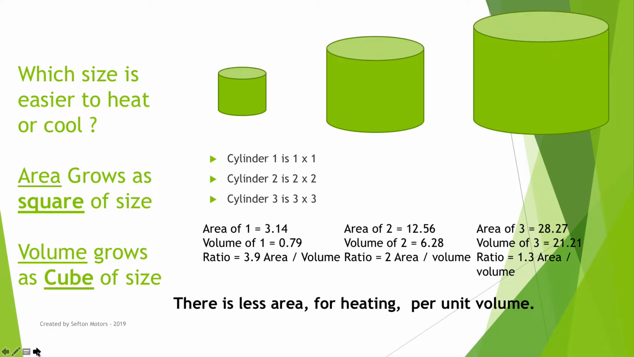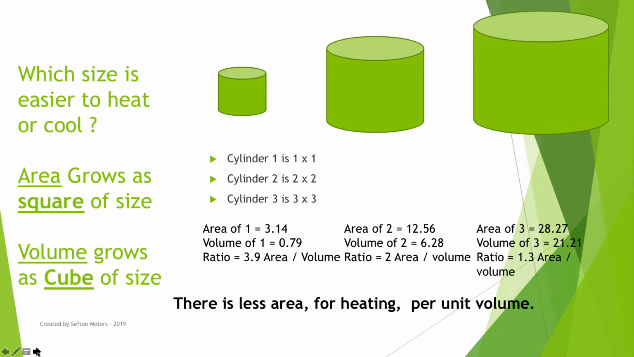Now what's interesting is, as the size of that cylinder changes, say I have a cylinder that's 1x1, a small one, 2x2, or 3x3, the largest one, an interesting thing happens. We see that there's a change in the ratio between the surface area and the volume. You say, well, why does this matter? Well, if the surface area is what's heating and cooling the gas, and the ratio is less surface area per unit volume as the cylinder gets bigger, well, that means a less efficient engine.